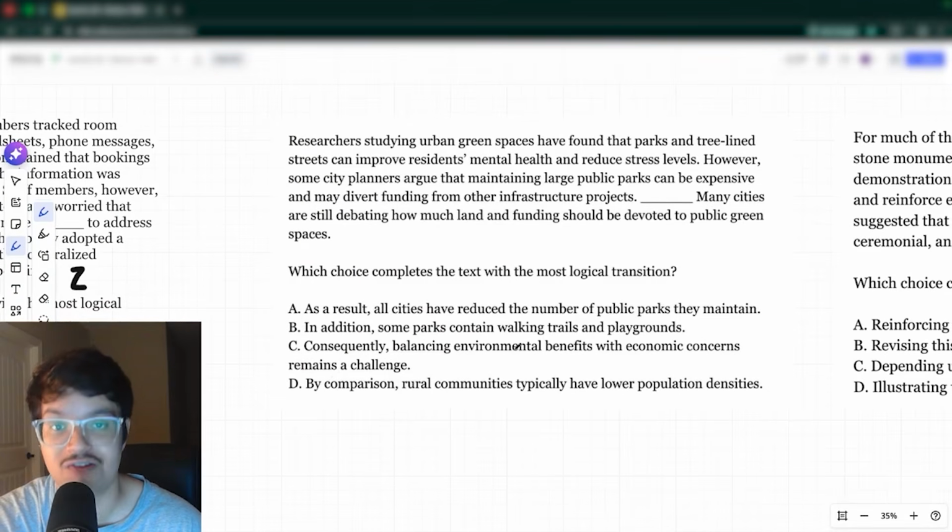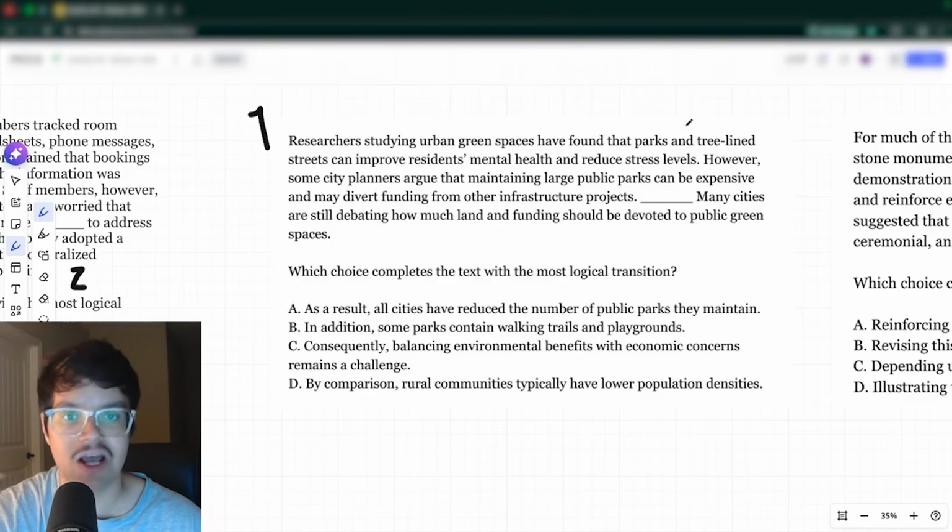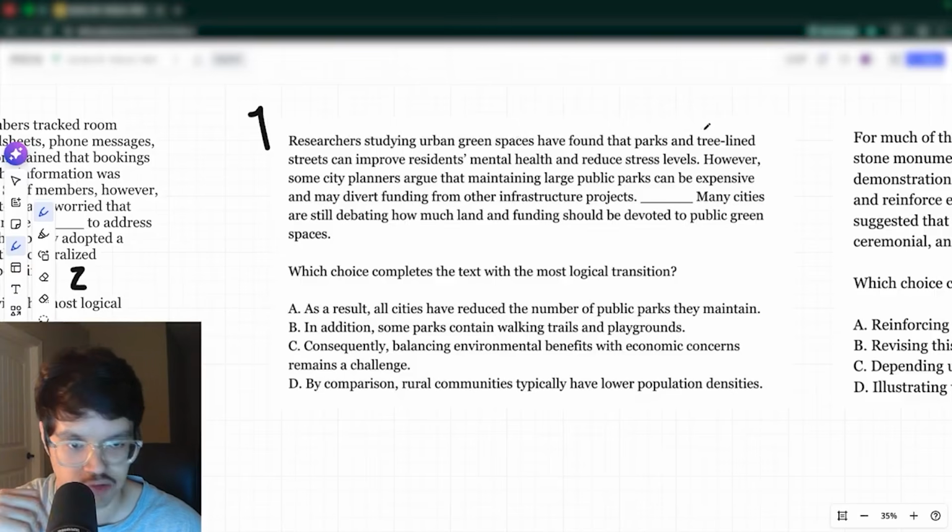This, we have a ton of different words, so we really will know if one choice is wrong or if one choice is right. Let's solve this one. Researchers studying urban green spaces have found that parks and tree-lined streets can improve residents' mental health and reduce stress levels. Okay, so when you have stuff like parks and trees, people are feeling happier. They don't have as many mental health problems.